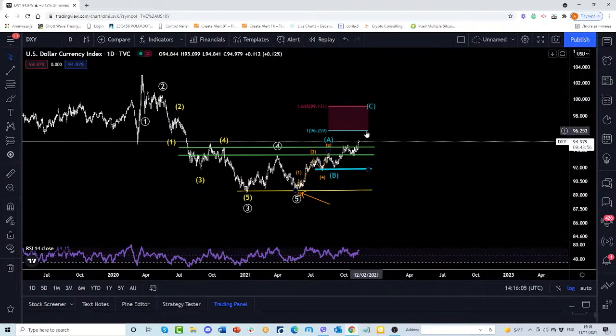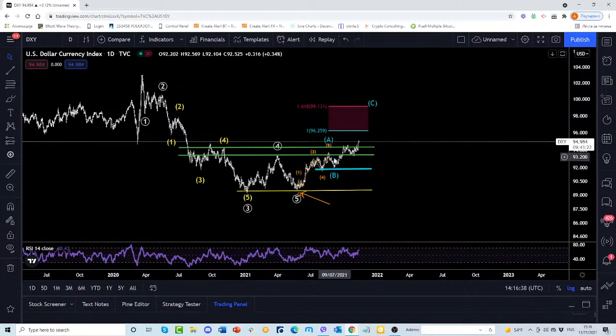We have two targets for the dollar index. One is at 96.25, and the other one is 99.131, which will put this measured move, the usual relationship with equality, a little bit more sized up, because we have seen cases where this relationship between A and C on the upside can extend to 1.618, which is relatively rare.